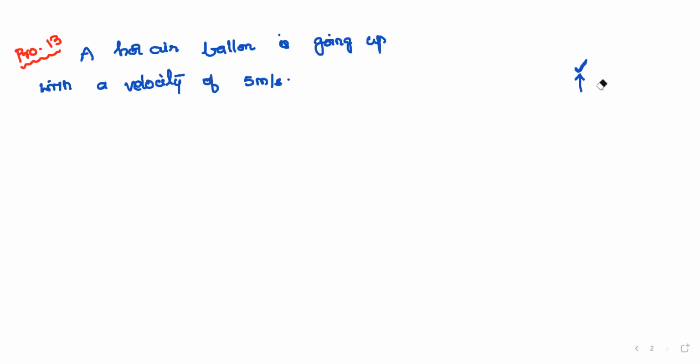So Teddy also gets the same velocity as the hot air balloon in the same direction. Same direction means, that's what I am saying. Yes, this is correct. U of Teddy is 5, and the direction of Teddy initially is upward. That you have to understand. Now I can continue the question.